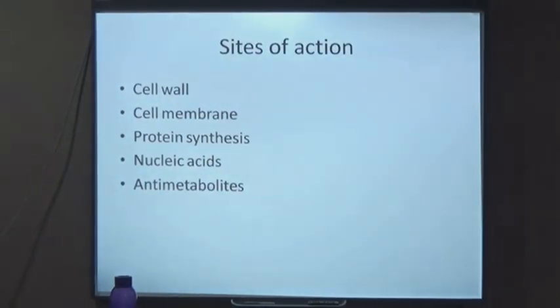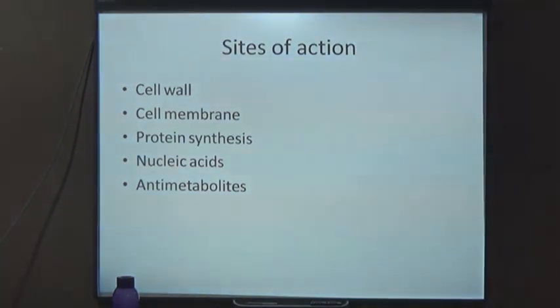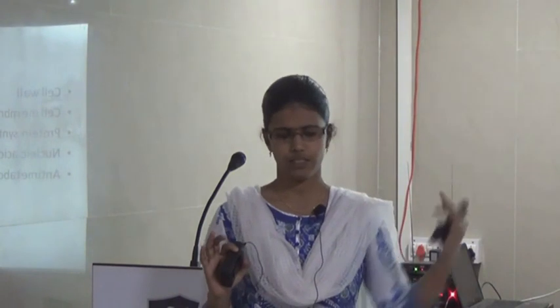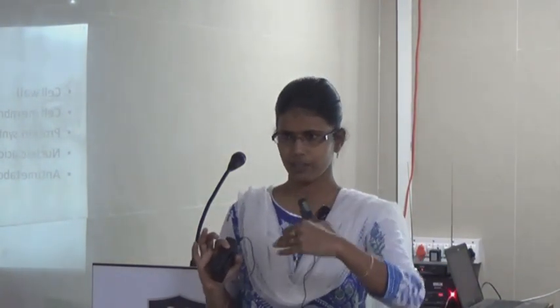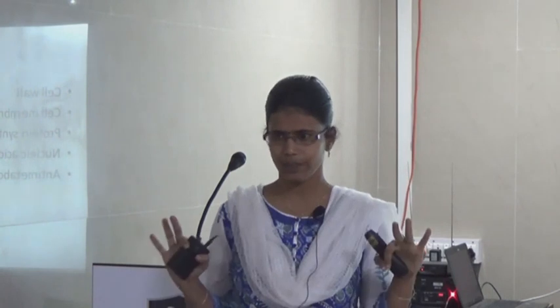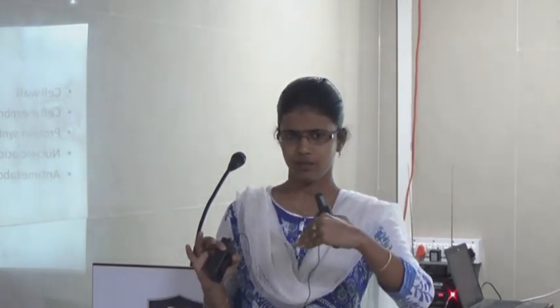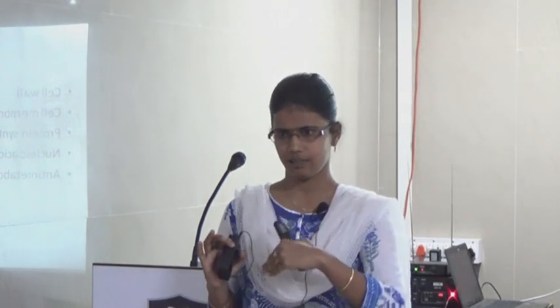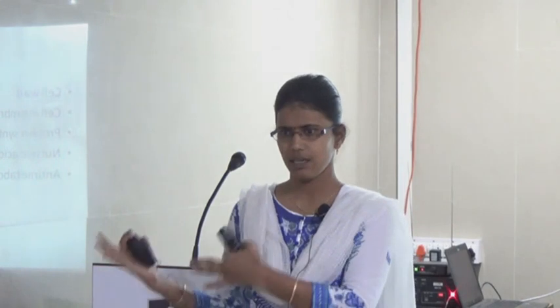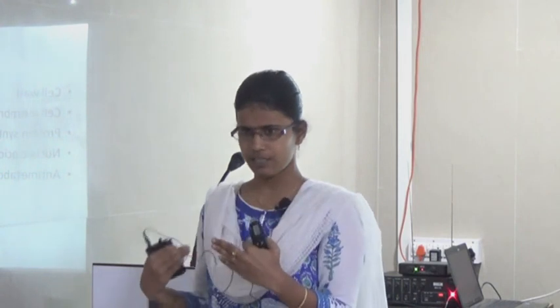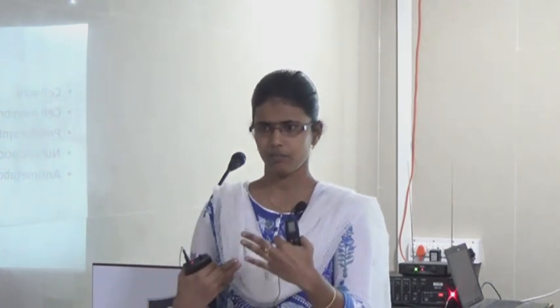Then we classify chemotherapy drugs according to this: cell wall, then cell membrane, protein synthesis, nucleic acids and antimetabolites. So how does it act? As a bacteria, just consider the cell wall. First a drug penetrates the cell wall, then cell membrane. A drug which inhibits the cell wall synthesis, the complete organism will die. Then some drugs will act in the cell membrane. Then inside, they will act on the steps in DNA synthesis, RNA, then protein synthesis. Every step has some antibiotics which act.